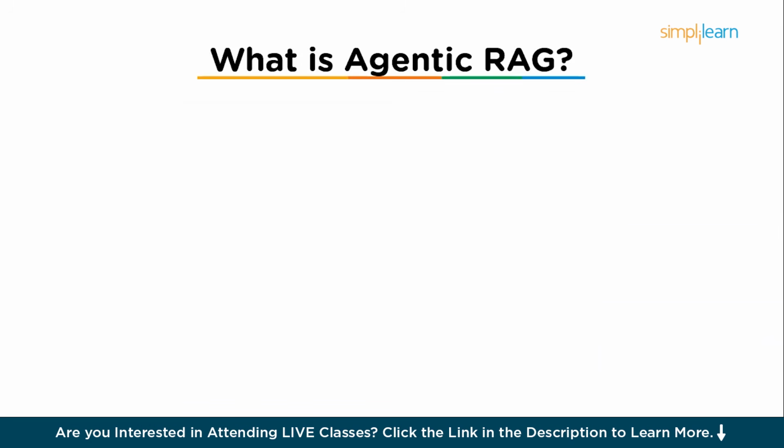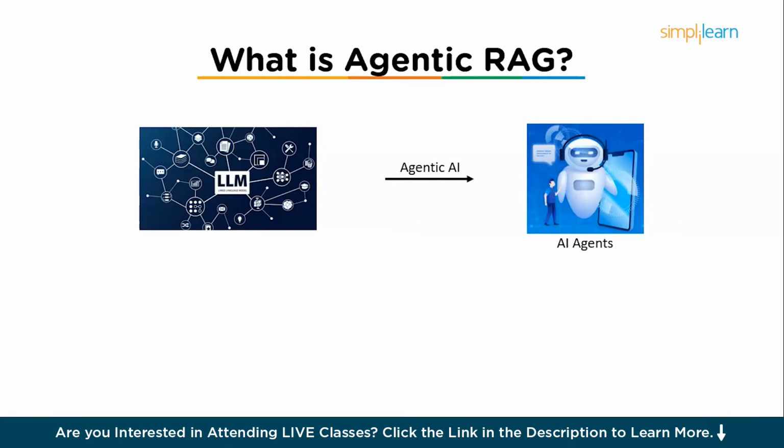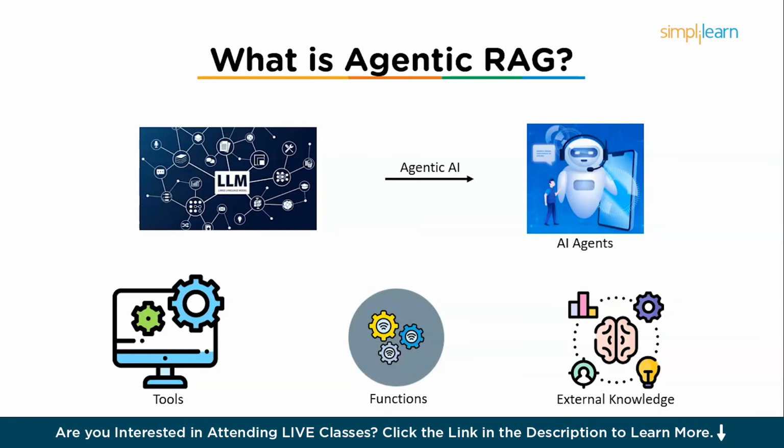Now moving on, let's understand what Agentic RAG is and why it is so useful. Instead of relying solely on a single language model to generate answers, Agentic RAG turns these models into smart AI agents. Each agent can use additional tools, functions, and external knowledge sources to complete the task. In an agentic system, several agents can work together. For instance, one agent might be in charge of handling data retrieval while another focuses on processing and generating language. They effectively form a team where each member has a specialized role.